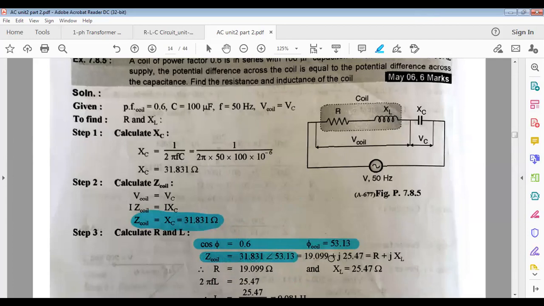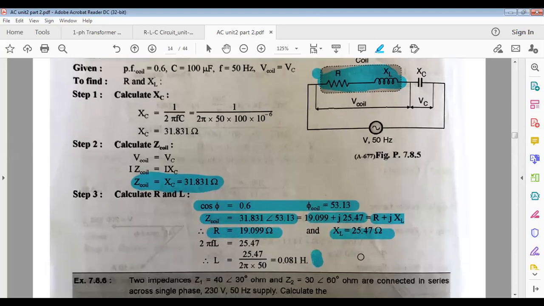Okay, okay. So here phi will be positive because this is series RL. Z coil is series RL, so phi is positive here, plus 53.13 degree. And you can convert it into rectangular. So for Z coil, R plus J XL. Compare it with R plus J XL. Real part is resistance and imaginary part is XL. And frequency you know, 50 hertz. So you can calculate L also.